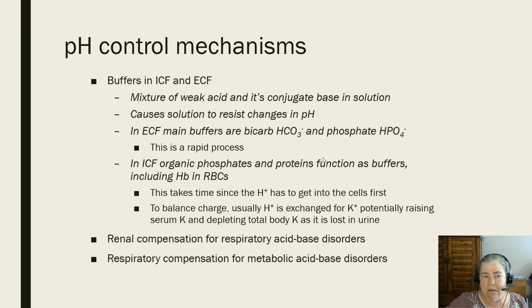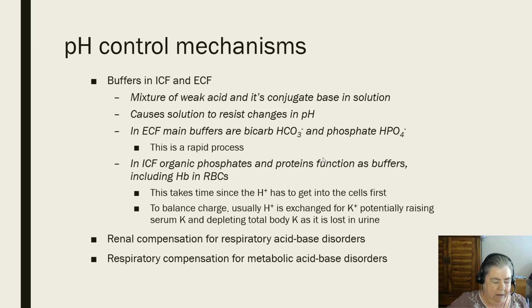In the intracellular fluid, organic phosphates and proteins function as the buffers, and hemoglobin is a buffer in red blood cells. And because of the time that it takes for charged hydrogen ions to get into cells, it's not going to happen easily because these charged particles aren't going to make it across that lipid membrane. This is a slow process for intracellular buffers to buffer hydrogen ions.